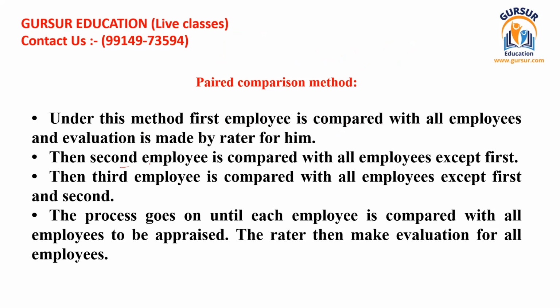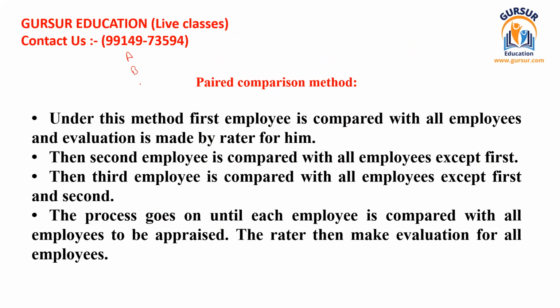So the next employee is compared with all except the first. Then the third employee is compared with all except first and second, and the process goes on until each employee is compared with each other. In this way, the rater or the appraiser evaluates the performance on the basis of a comparison between employees. I hope you have got the idea.